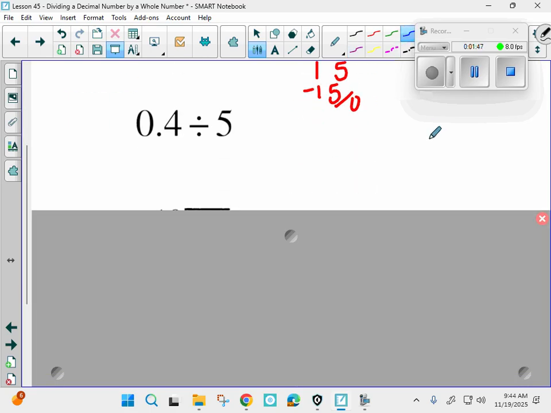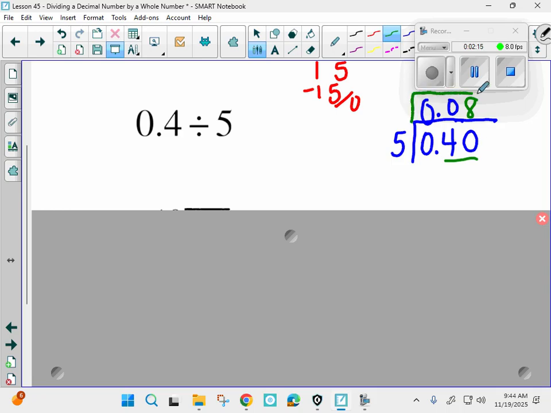Let's try 0.4 divided by 5. So I've got 0.4 on the inside divided by 5. So 5 doesn't go into 0, so we're going to put a 0 here. And then the decimal moves straight up. And then 5 does not go into 4 either, so we're going to put a 0 there. We're allowed to add more zeros here. So now I'm doing 5 into 40, and 5 goes into 40 8 times, and I put it above the 0 right here. And then I'm done, because when I subtract 40, I get 0.